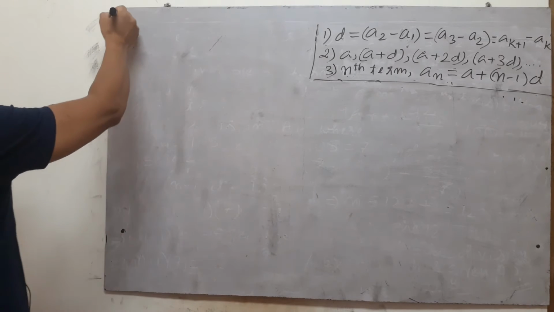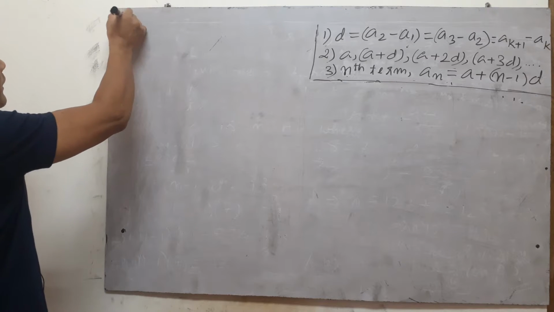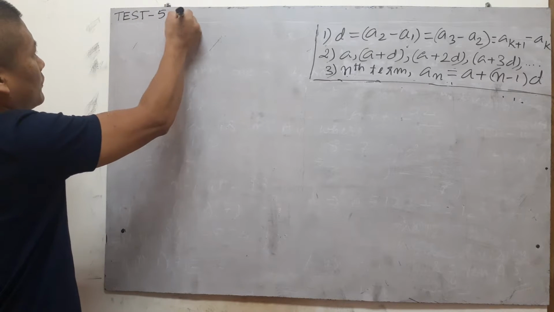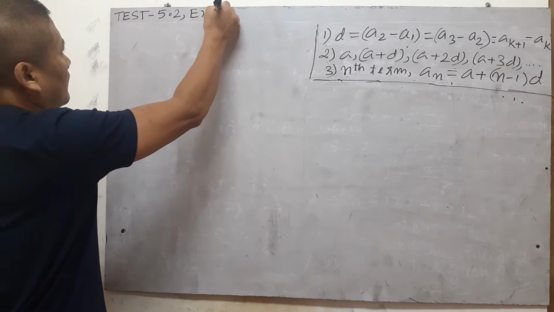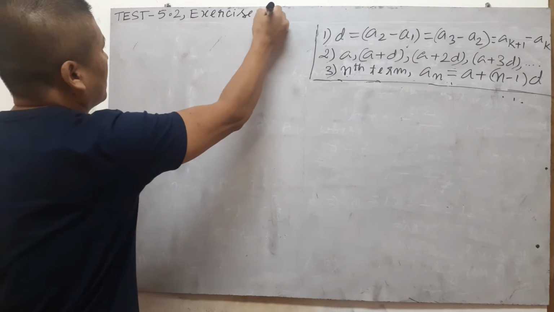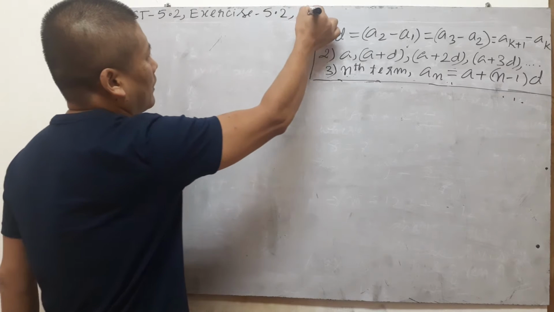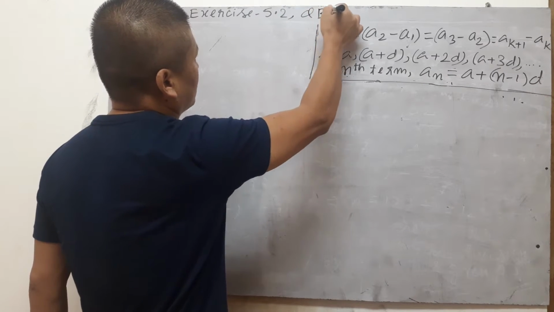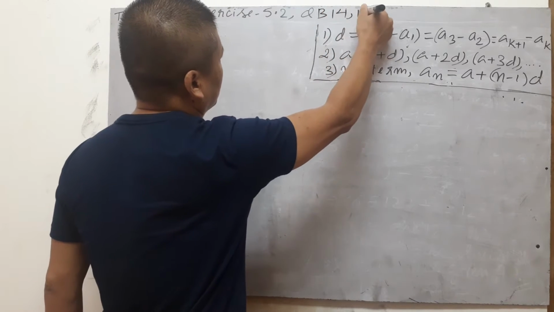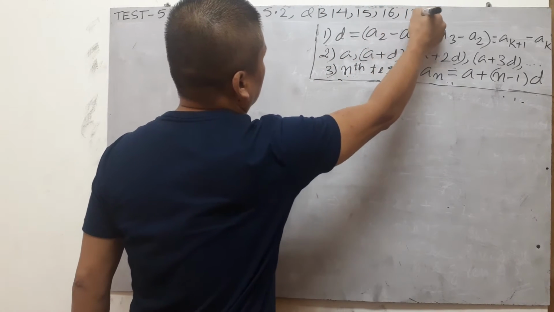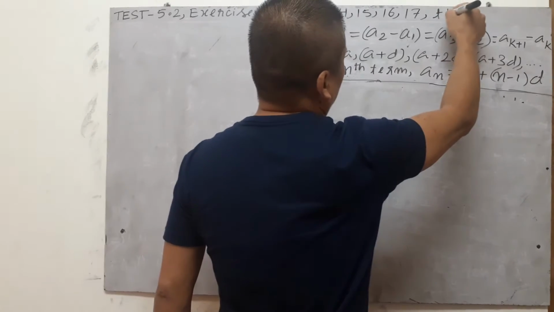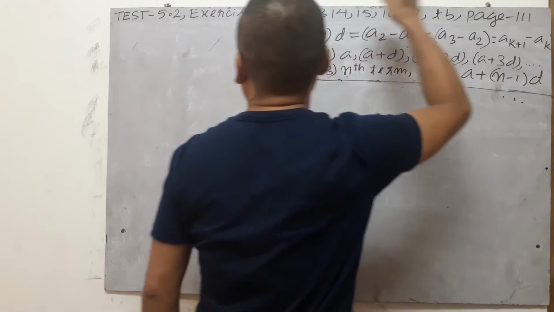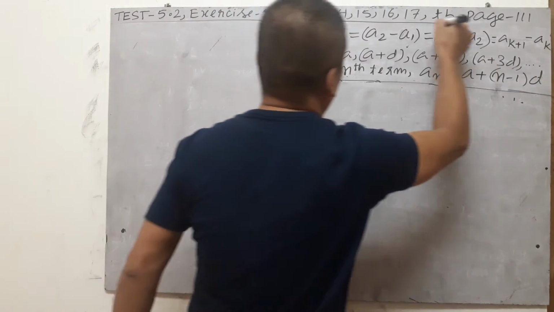Okay, so the next test here, follow me. As I write it, you also write it likewise. Test 5.2 under your exercise 5.2. The questions we're going to solve in this test portion are question B, 14, 15, 16 and 17. Textbook on page 111 will find those questions. 4 of them we're going to solve.